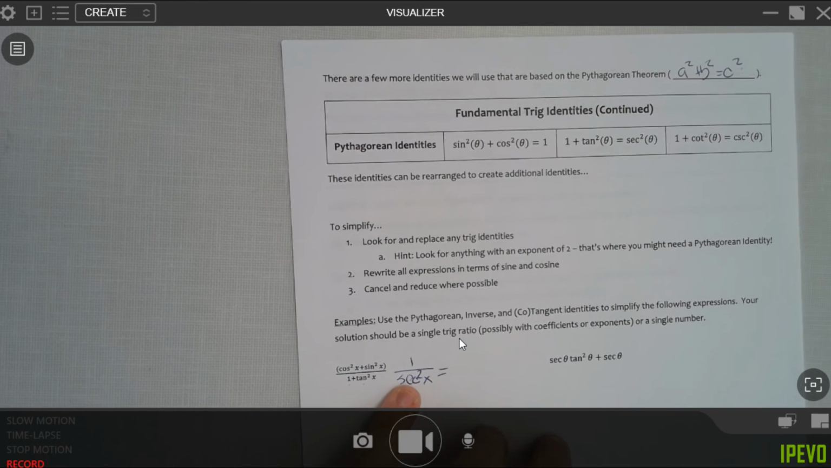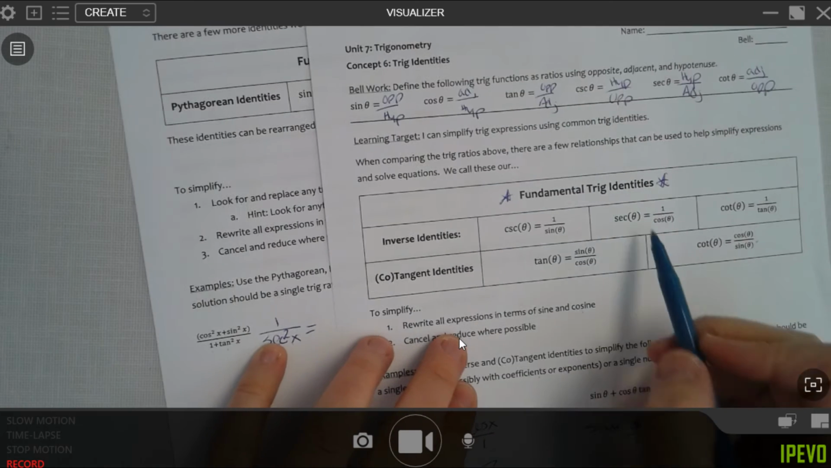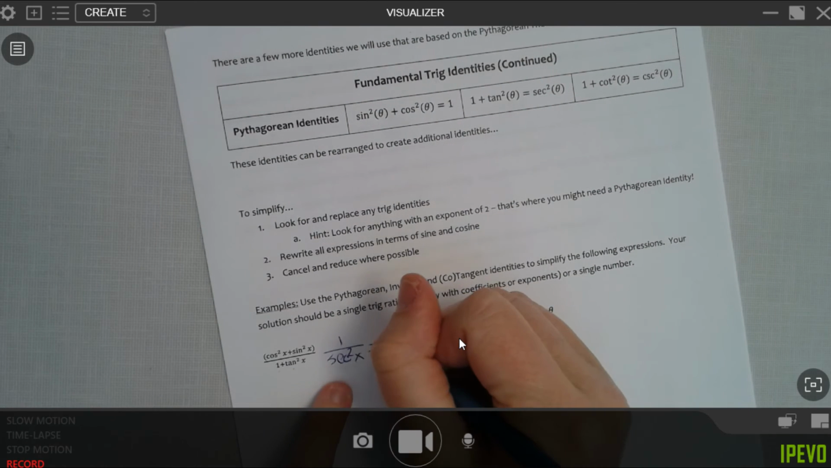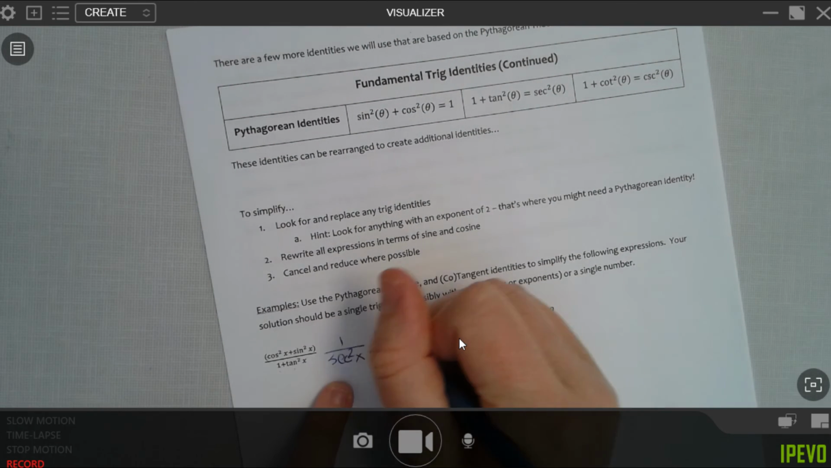Let me find my other paper. Remember the reciprocal of secant was cosine. So that's what we're going to use right there. So we're going to flip this back to the top, and it's going to be cosine squared of x.